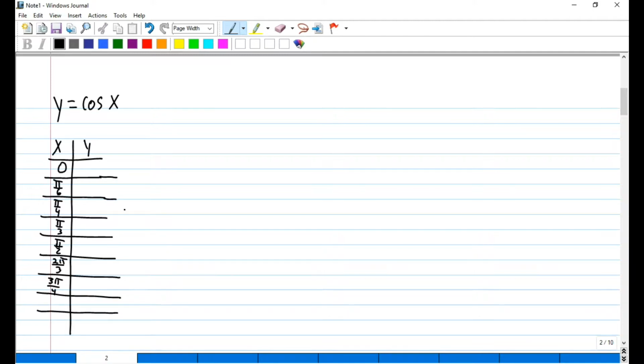My table's starting to look a little crazy. That's okay. 5 pi over 6 and pi. And then let me fill out the values for my y here really quick. These are the same values that some of you wrote down on your test. Notice that when I get to the second quadrant values, before I even write them down, I know that they're all going to be negative, because in the second quadrant, cosine is negative.